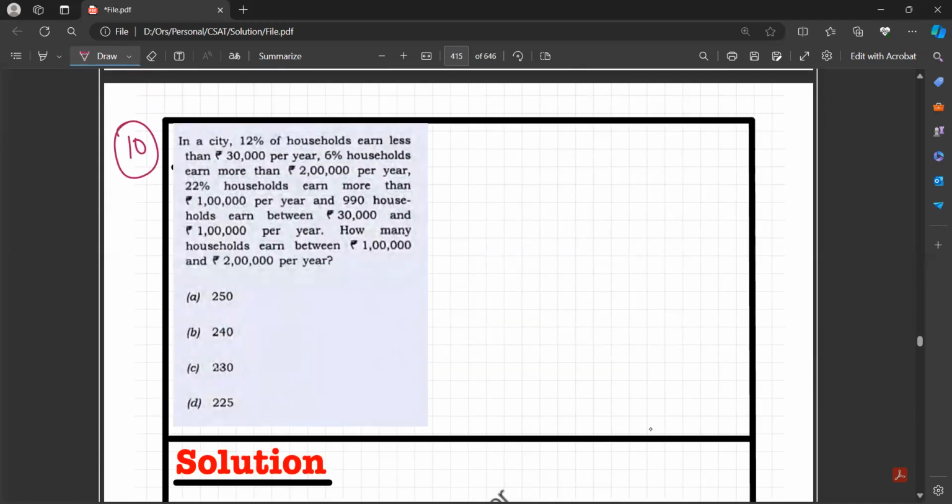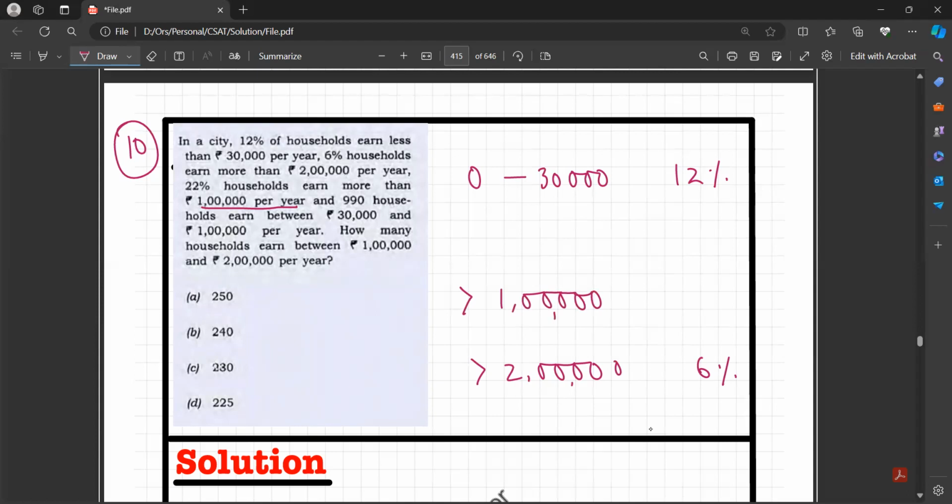In a city, 12% of households earn less than 30,000 per year. So 0 to 30,000 is 12%. 6% of households earn more than 2 lakh per year. 22% of households earn more than 1 lakh per year. So more than 1 lakh is 22%, and already 6% is consumed, so this will be 16%, lying between 1 lakh to 2 lakh. And 990 households earn between 30,000 to 1 lakh. How many households earn between 1 lakh and 2 lakh?